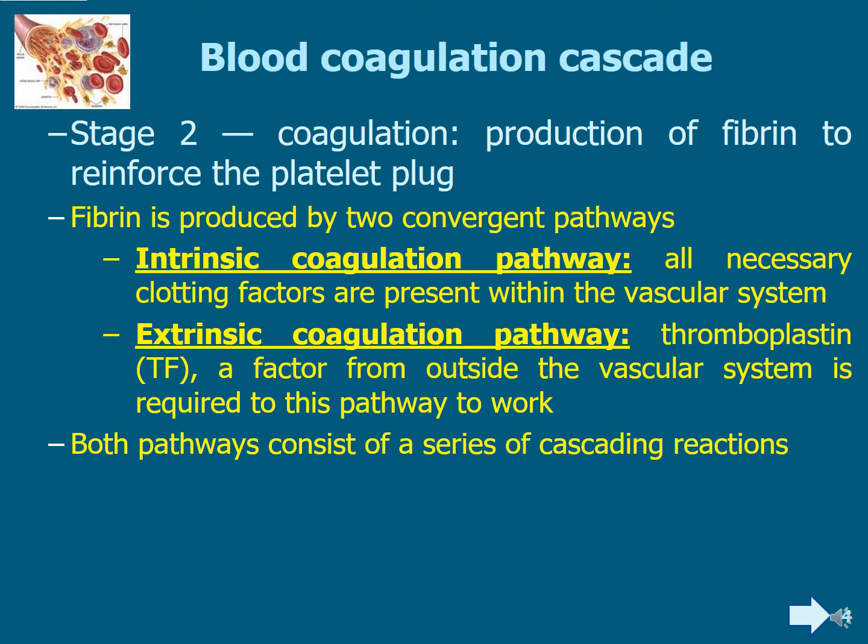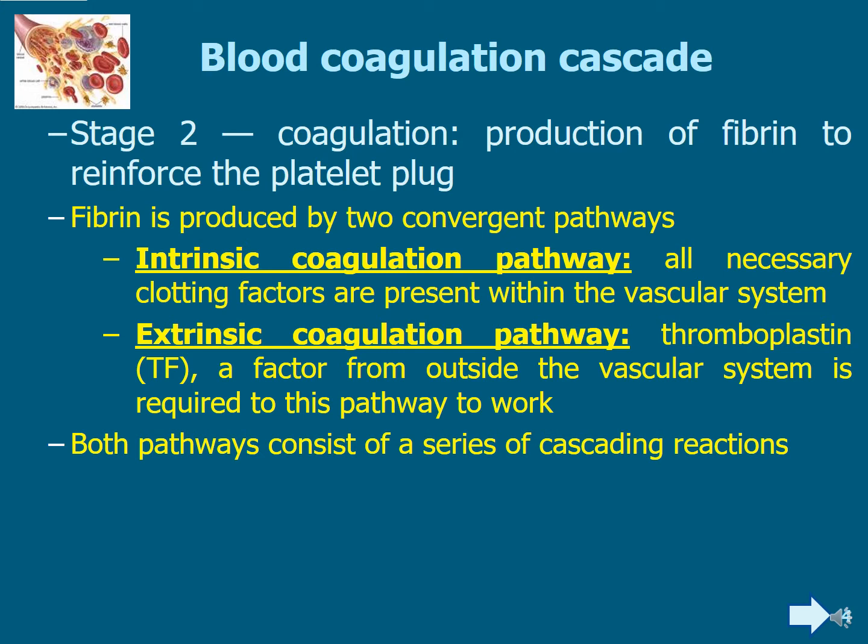The fibrin can be produced by two convergent pathways. First, the intrinsic coagulation pathway. Intrinsic means within the vascular system, so all the necessary clotting factors are present within the vascular system. Second, the extrinsic coagulation pathway, which means it comes from outside, and this factor is thromboplastin, or abbreviated TF. It's the factor that comes from outside the vascular system and is required for that pathway to work, and both of those pathways are going to converge onto coagulation factor 10A.